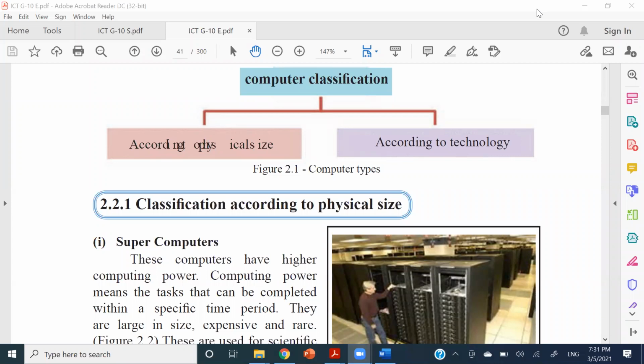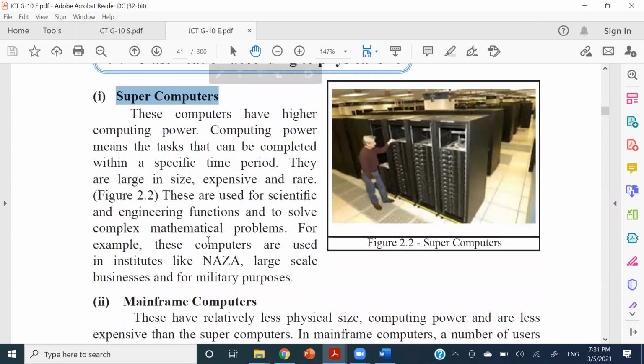Okay. Yeah, people. So can we move? So I'm going to read about the supercomputers, right? So classification according to the physical size. Under that, put Roman number 1 and supercomputers. I'm going to tell what to be written under that.